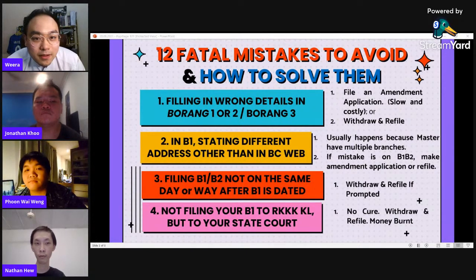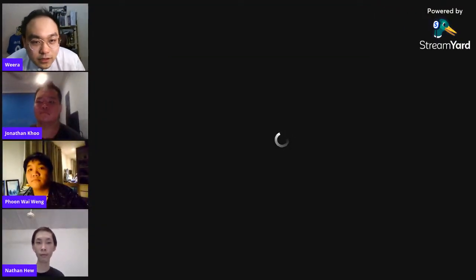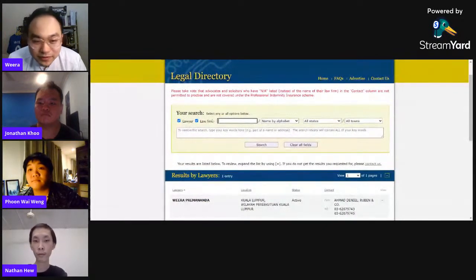Okay, so basically, I will share screen right now. Chrome tab. Okay, if you can see on the screen right now, when you file your Borang 1, you would need to put your master's address and master's firm.